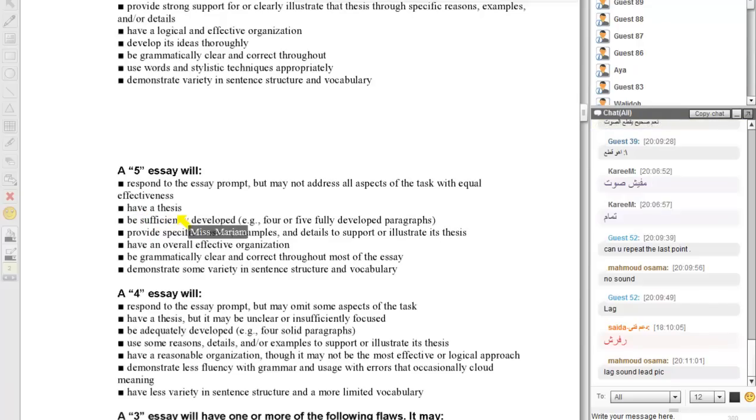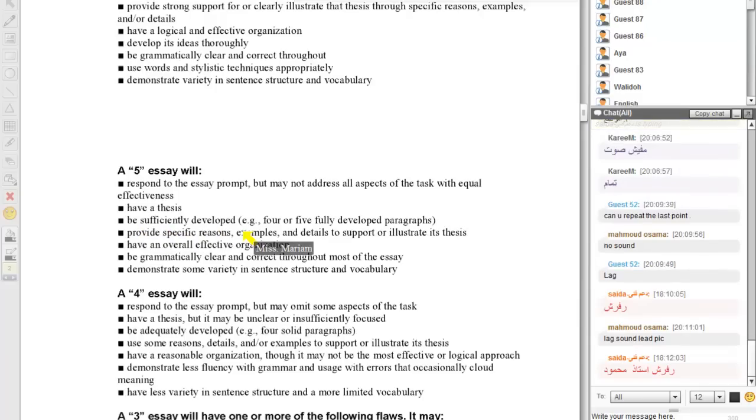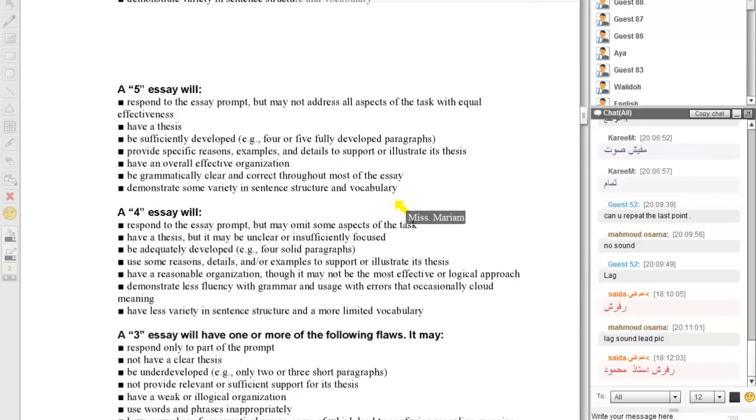Also, they have a thesis. Of course, the thesis should be clear enough. I mean, the thesis, we said, is the main idea. If the word is new for many of you, thesis means the main idea of the essay. Be sufficiently developed. Provide specific reasons, examples, and details. Have an overall effective organization, and be grammatically clear and correct throughout most of the essay. Demonstrate some variety in sentence structure and vocabulary.